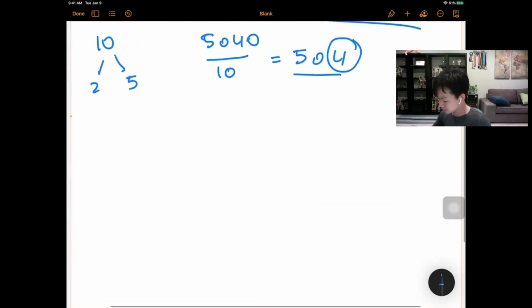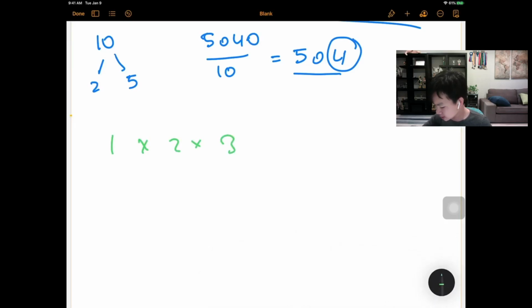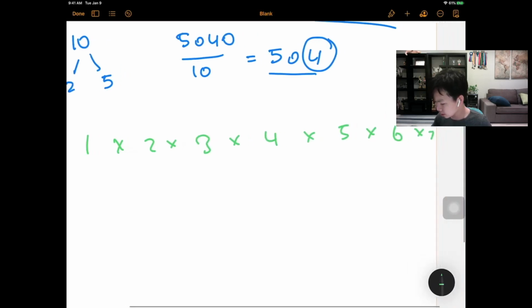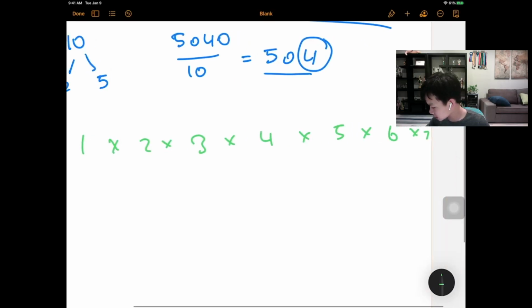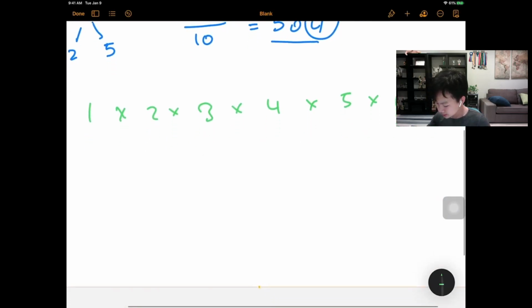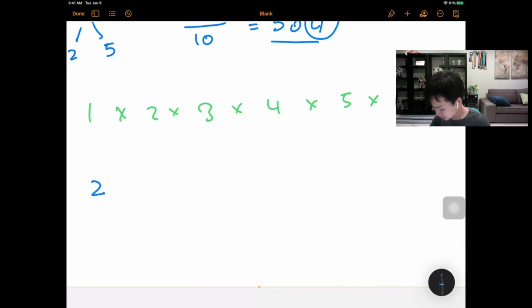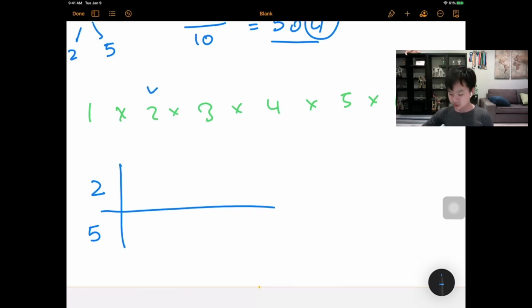So for example, if we have 1 times 2 times 3 times 4 times 5 times 6 times 7, we have our 7 here. Let's have a 2 counter and we also have our 5 counter. Over here, we see our 2, and we know that this is divisible by 2. So then we divide this by 2, and then that's gone.